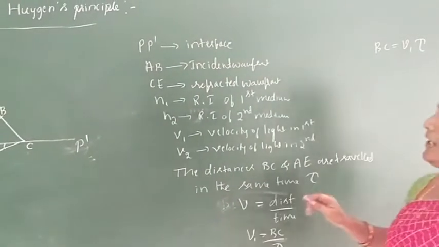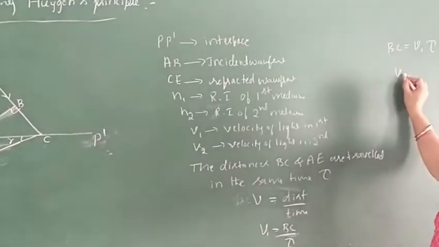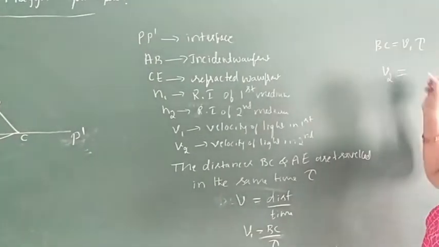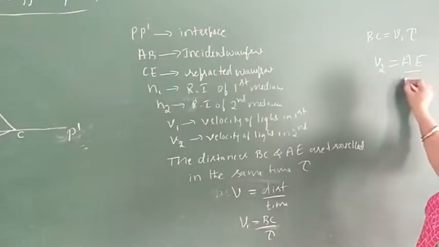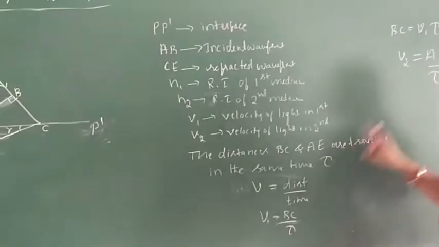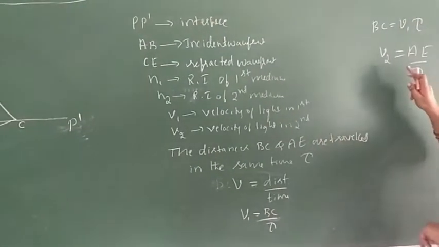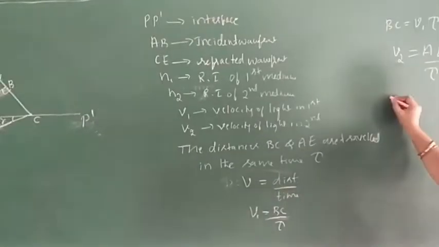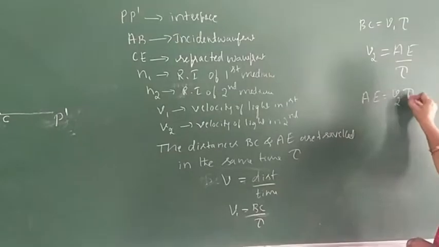Similarly, V2, velocity in the second medium. Velocity is nothing but distance travelled by time. V2 is equal to the distance travelled, AE, by time tau, because the time interval is the same between BC and AE. So if V2 is equal to AE by tau, then AE is equal to V2 into tau.